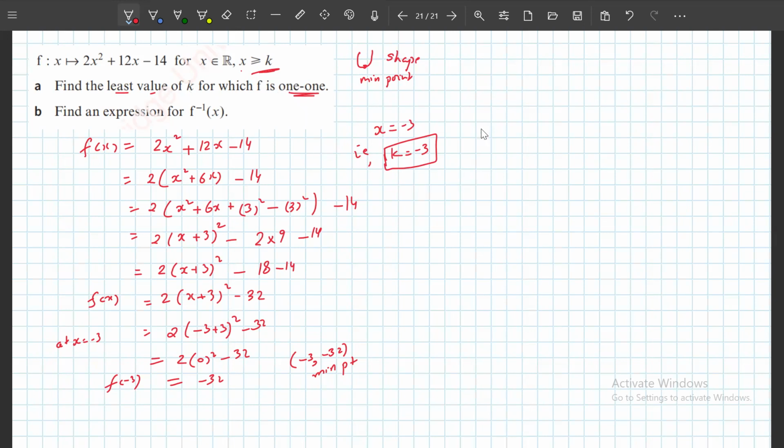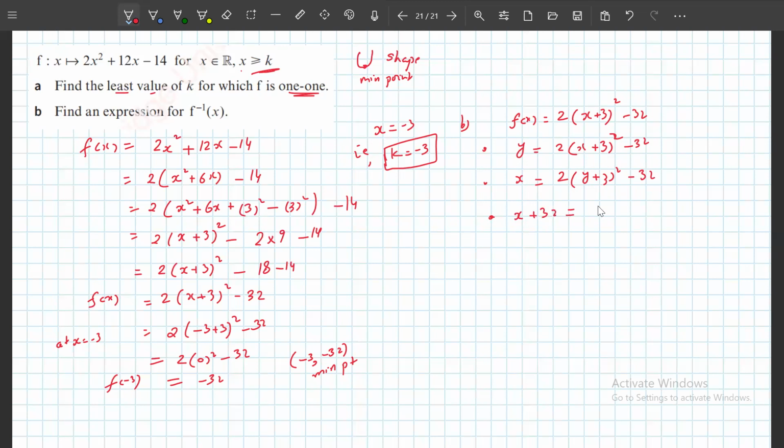Now we move on to part B, in which they ask what the inverse function is. I already have f of x = 2(x + 3) whole squared - 32. We usually say f of x equals y, which is equal to 2(x + 3) whole squared - 32. The second step is we interchange x and y, so x = 2(y + 3) whole squared - 32. After this we try to make y the subject.